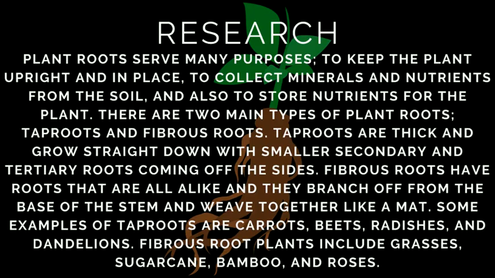Fibrous roots have roots that are all alike, and they branch off from the base of the stem and weave together like a mat. Some examples of taproots are carrots, beets, radishes, and dandelions. Fibrous root plants include grasses, sugarcane, bamboo, and roses.